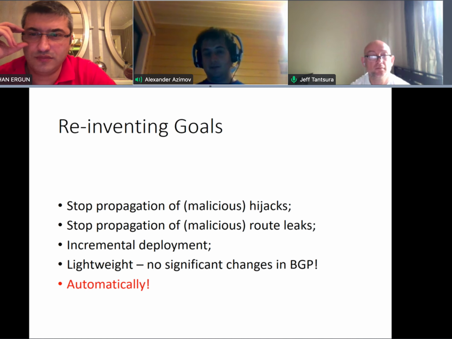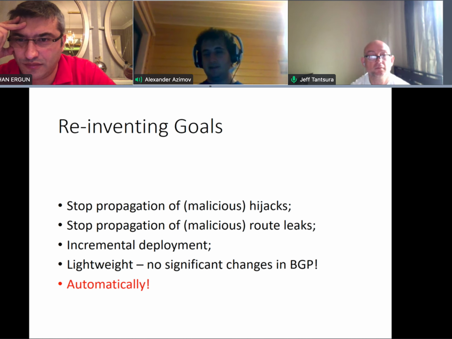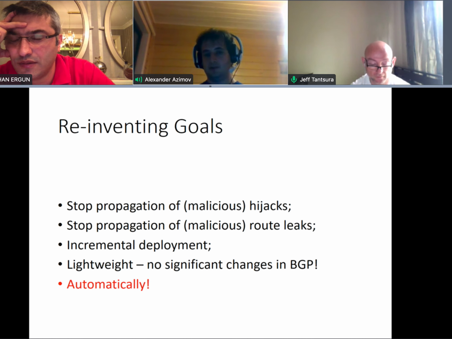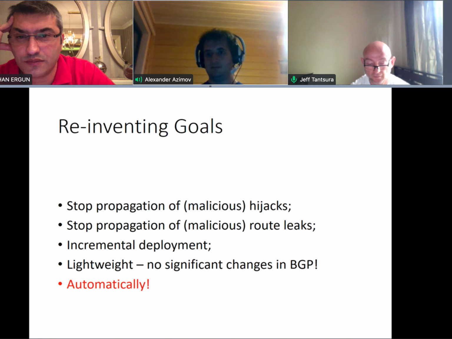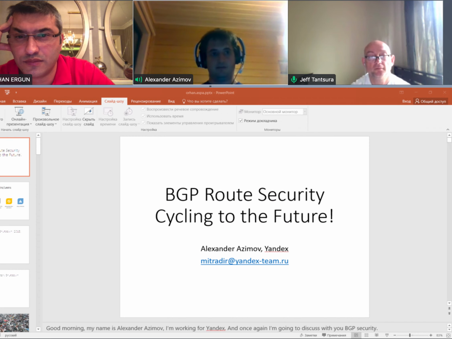But before inventing something, we need to clearly specify our goals. The previous approaches were trying to make a general purpose ASPA verification. In reality, we don't need ASPA verification. We need to stop propagation of hijacks and route leaks.